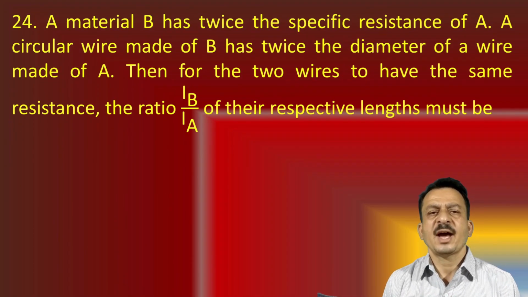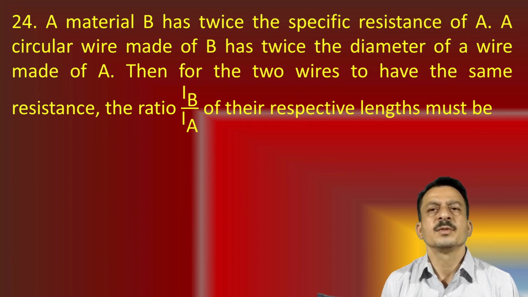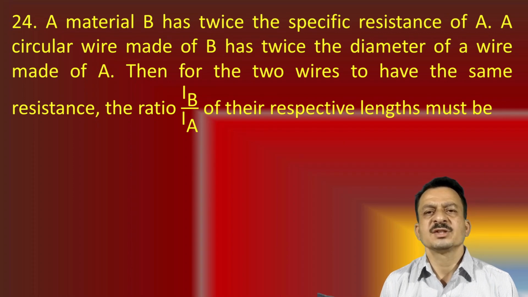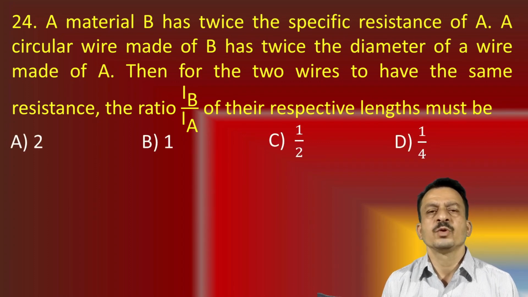A material B has twice the specific resistance of A. A circular wire made of B has twice the diameter of wire made of A. Then for the two wires to have the same resistance, the ratio of LB divided by LA, the ratio of their respective lengths, must be: option A 2, B 1, C 1 by 2, D 1 by 4.